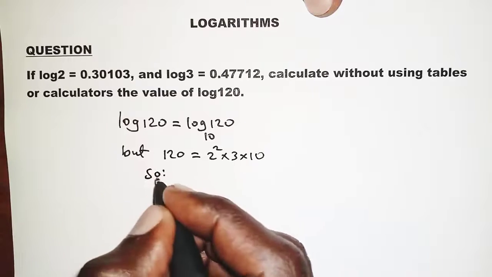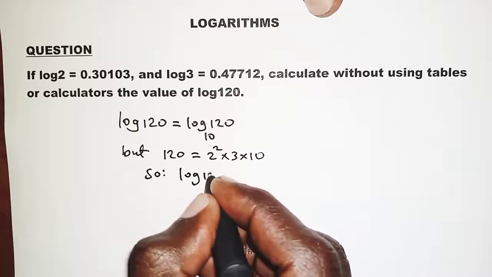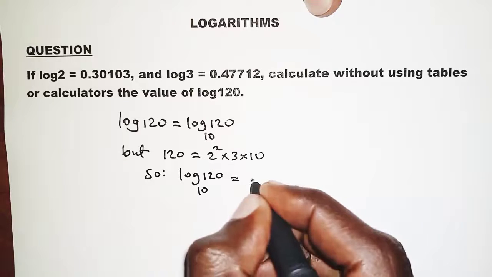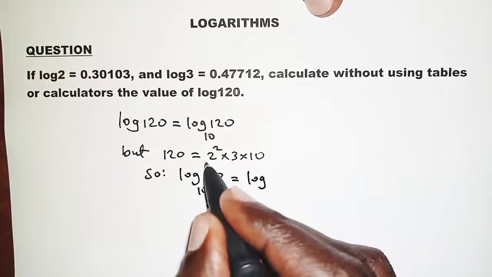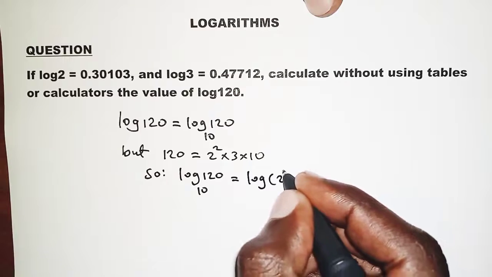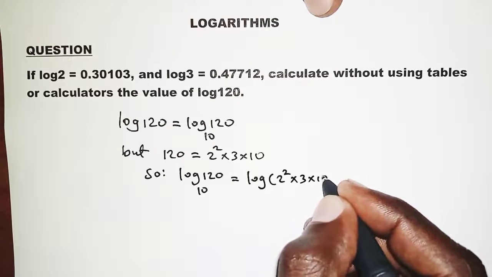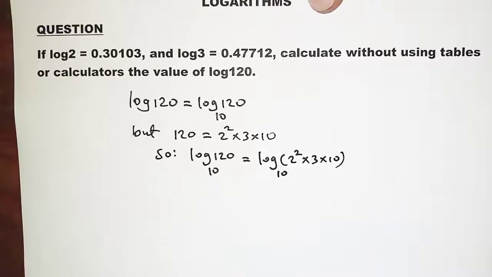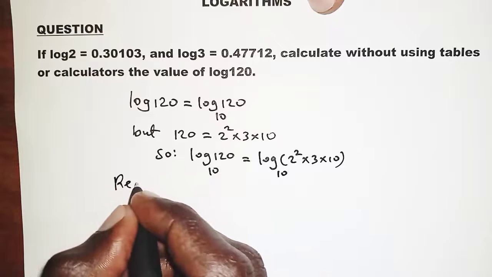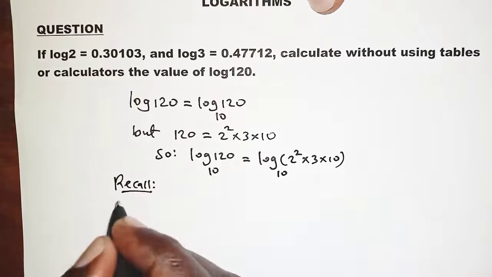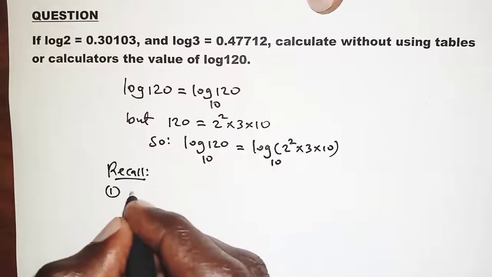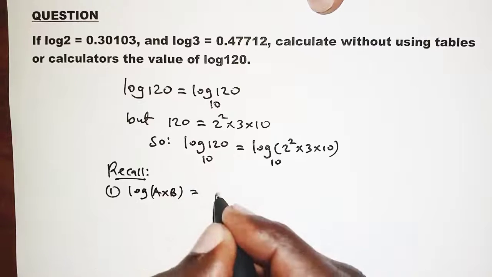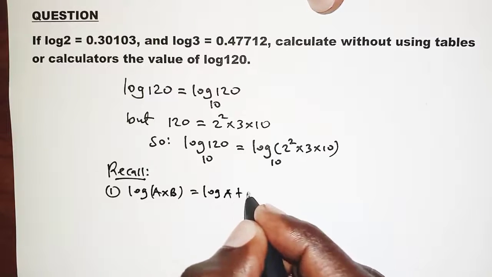So logarithm of 120 to base 10, which is the same as what we have right here, will be equal to logarithm of, now 120 is 2 squared times 3 times 10, and this is to base 10. So in order to work out this, first we need to recall the laws of logarithm. So the first one, that logarithm of a times b should be equal to logarithm of a plus logarithm of b.